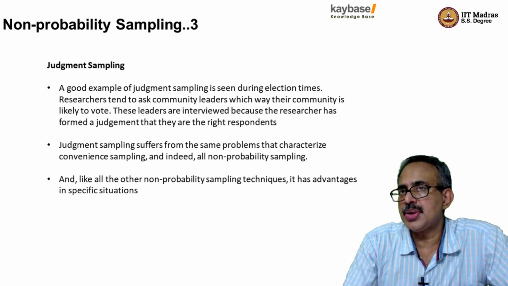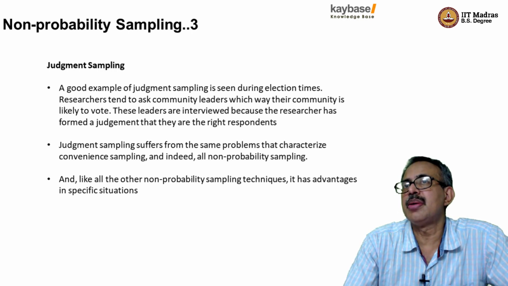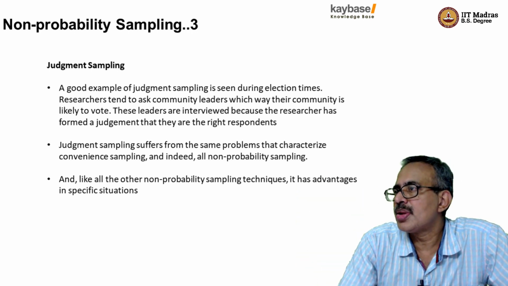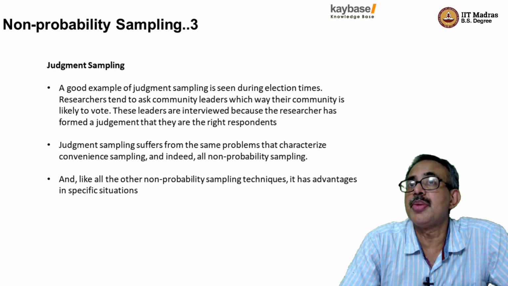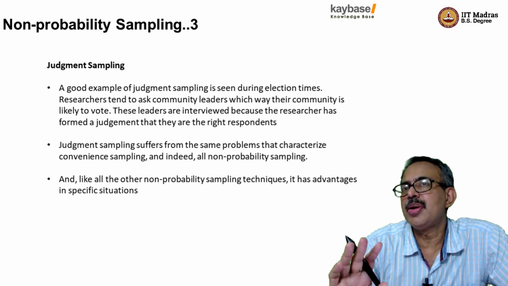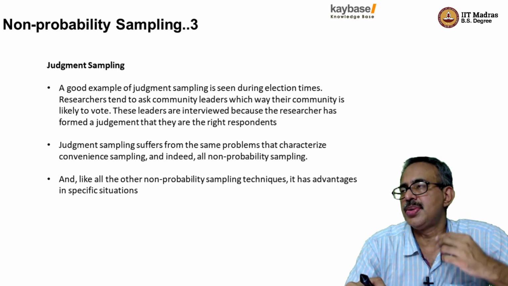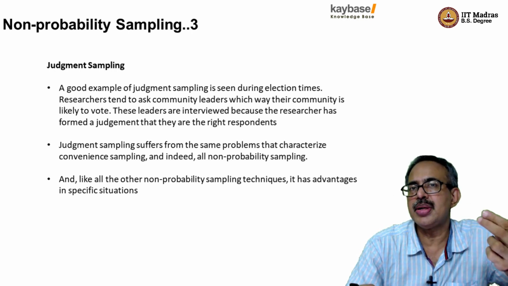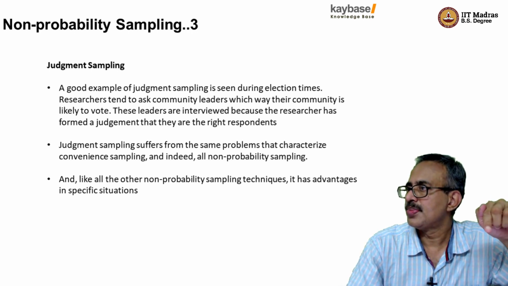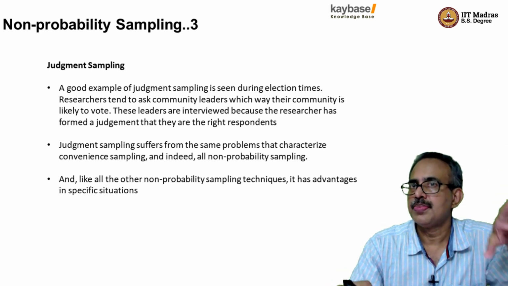So sometimes researchers will go to the leader of a particular community and say, which way is your community likely to vote? The community could be a religion, the community could be a caste group, the community could be a linguistic group. This is an example of judgment sampling. The researcher is using the judgment that the community leader will have his finger on the pulse of what his community wants and that he can answer for them.